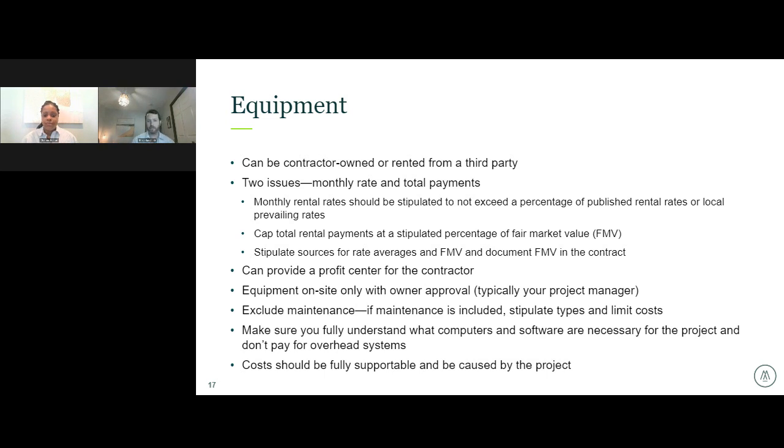And then finally, just making sure it's supported. If they are using owned equipment, we see a lot of our clients have web cameras, for example, where we can actually see the equipment on site. If it's idle, you may want a separate rate for equipment that's idle. And if they are using third-party equipment, make sure that, just like any other invoice, they're providing the cost substantiation, the proof of payment, etc.